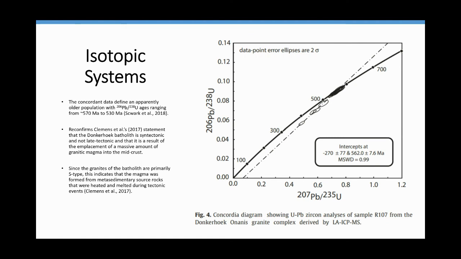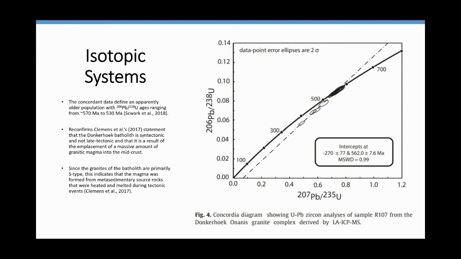Now, a more recent study done in 2018 by Schwarz et al. showed that the concordant data define an apparently older population with 206 lead 238 uranium ages ranging from an estimated 570 to 530 million years. Now, this reconfirms the 2017 study by Clemens et al. that the batholith is syntectonic and not late tectonic, and that it is the result of the emplacement of a massive amount of granitic magma into the midcrust.